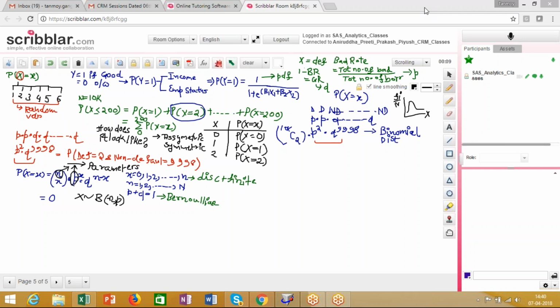Now, to your question, Anirudh. Anirudh asked me why y is discrete, but x is also discrete. Now, y is not discrete. So when you are mapping a distribution, your x is the input, the outcome, and your y is the probability value, that is the probability that X is equal to x.